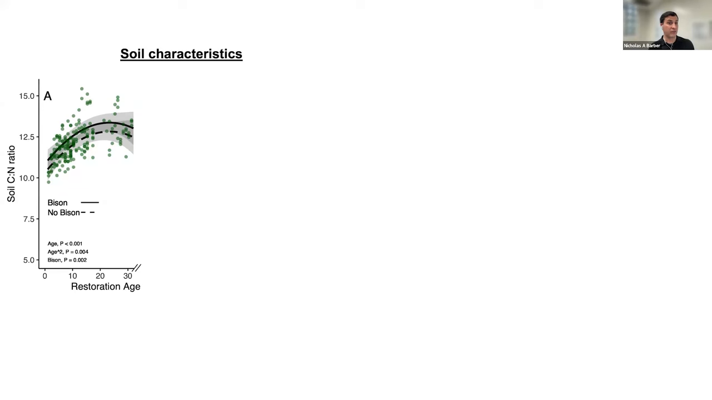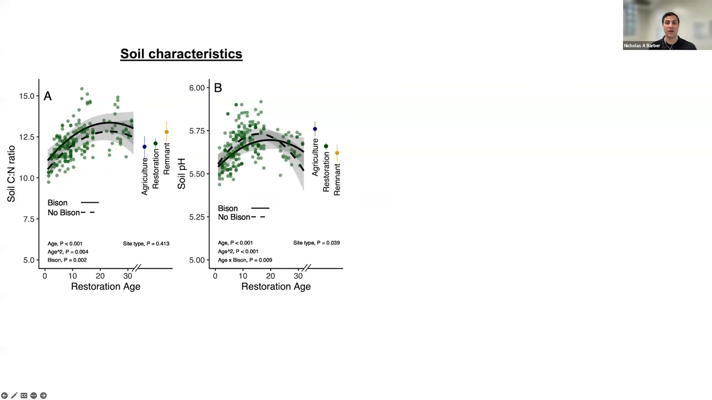And the ratio is also slightly higher with bison present. Those are all, like I said, restorations. Looking at overall mean values and comparing them to ag fields and to remnants, you can see carbon-nitrogen ratio seems a little higher in remnants, the yellow point here, but the effect wasn't significant. There's a similar overall pattern for soil pH, and in this case, ag fields have a higher soil pH than either of the other prairie site types.